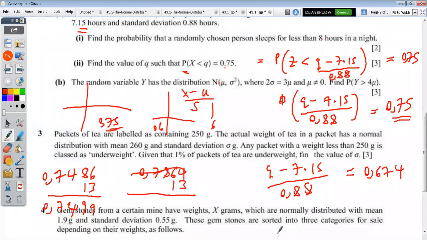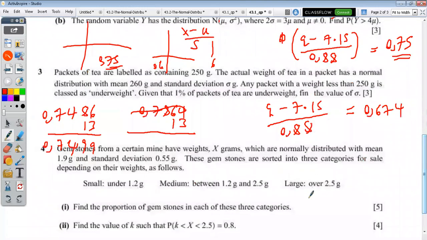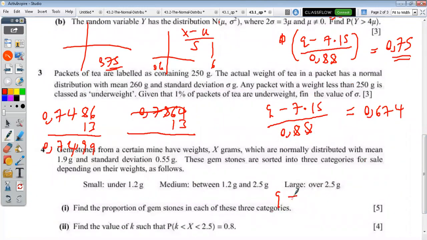So let's simply cross multiply. It means Q is equal to 0.88 multiplied by 0.674, plus, if you move that the other way, 7.15. Hope it's clear now. And what do you get?